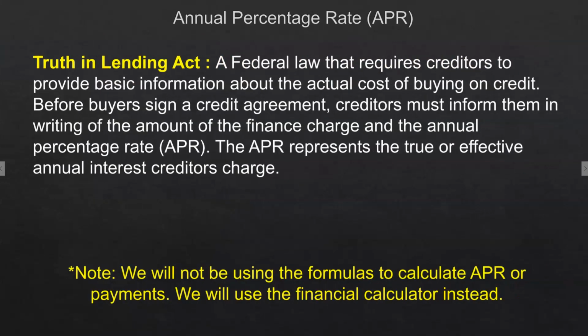Okay. The Truth in Lending Act basically says that it requires a creditor to give you basic information so that you'll understand your finance charge, your annual percentage rate, your APR, and that you really understand what's going on with your loan. So they are supposed to disclose that, and that's what it's telling you here. And then here I said we will not be using the formulas to calculate APR or payments. We will use the financial calculator instead. If you look in your textbook and see the formula, you should be really happy that we are using the financial calculator and not the formula, because I'm pretty sure you wouldn't like it at all.